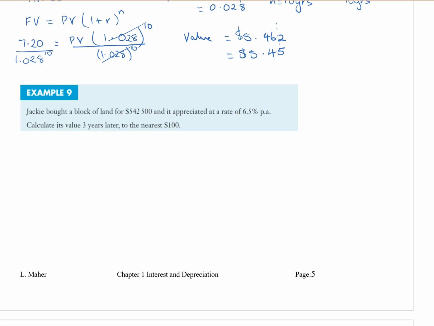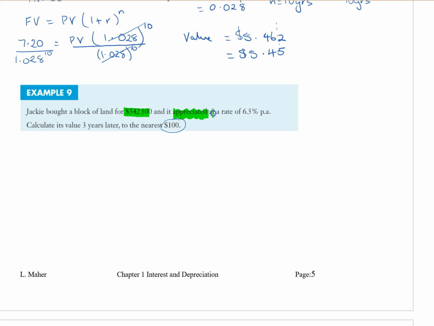Now in this example 9, nothing different really in terms of how we're going to use our formula. It's just how we're going to round the answer, I think, is really the only reason for including this example. It says Jackie bought a block of land for $542,500 and it appreciated. There's a lot of hints here.